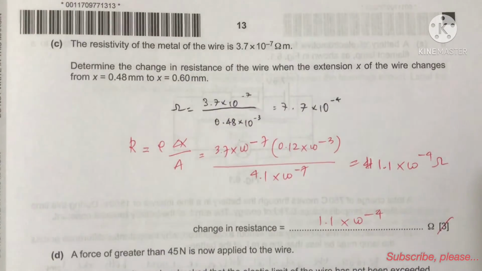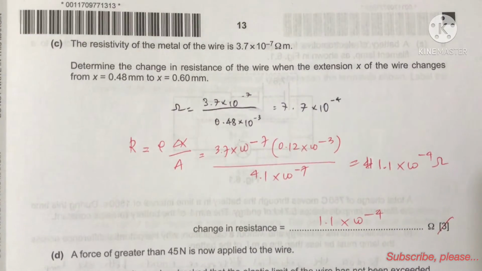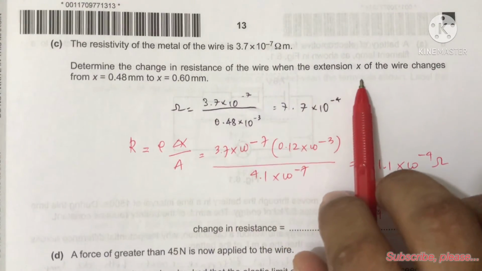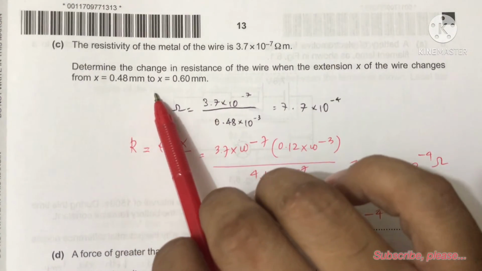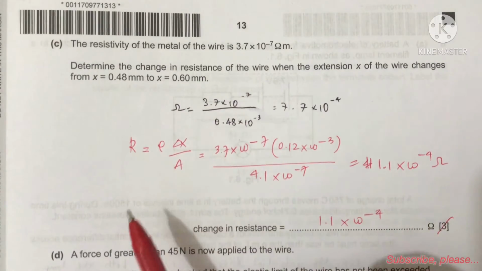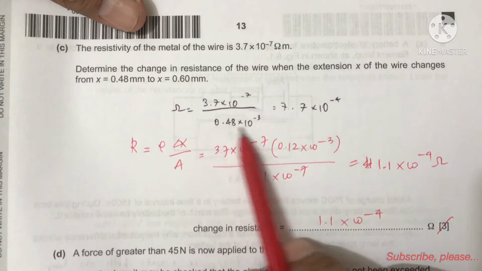Okay, on question C, the resistivity of the metal wire is 3.7 times 10 power minus 7 ohm meter. They're talking about resistivity, about electricity. Determine the change in resistance of the wire when the extension X of the wire changes from 0.48 millimeter to 0.60 millimeter. Do you still remember R? I think my student's answer is not correct.